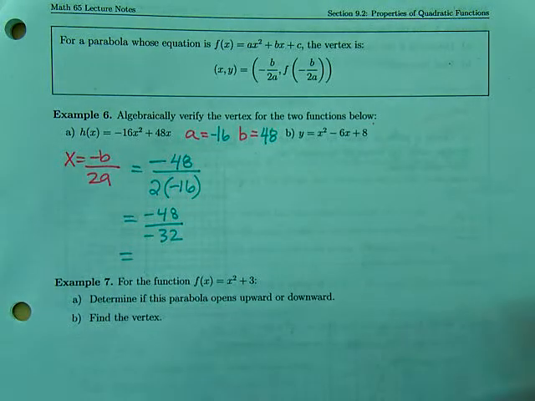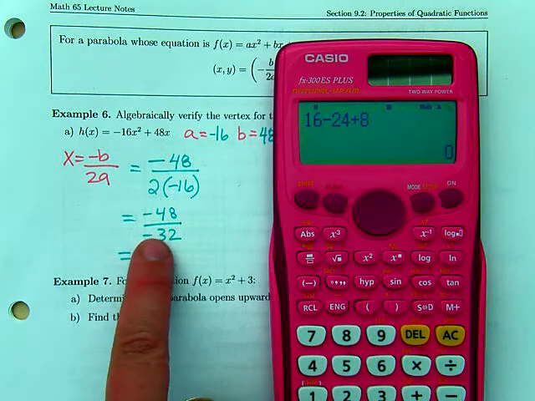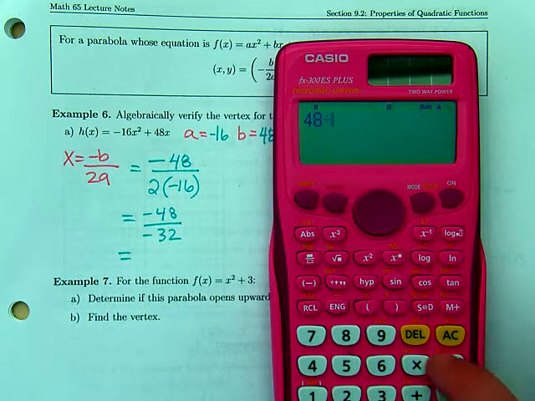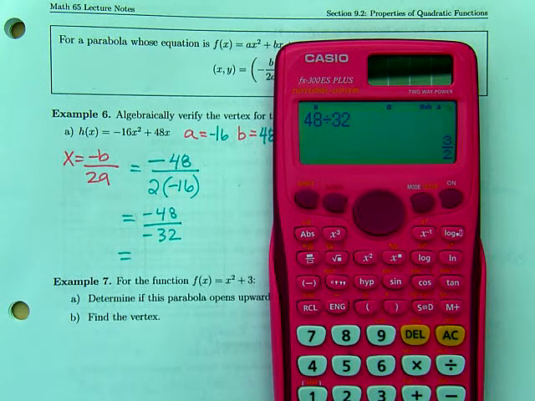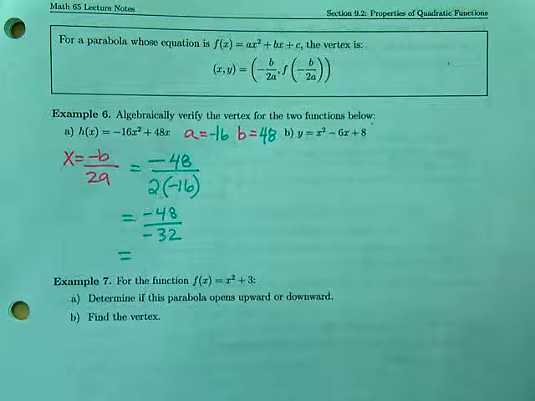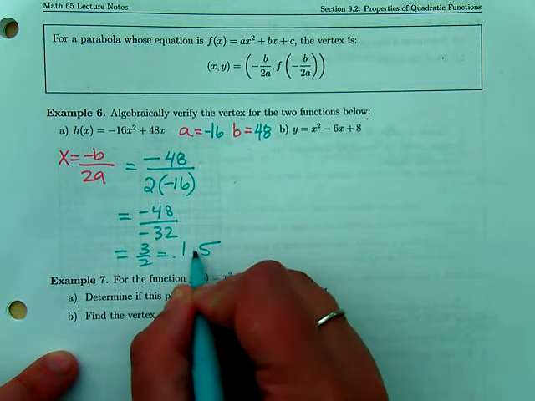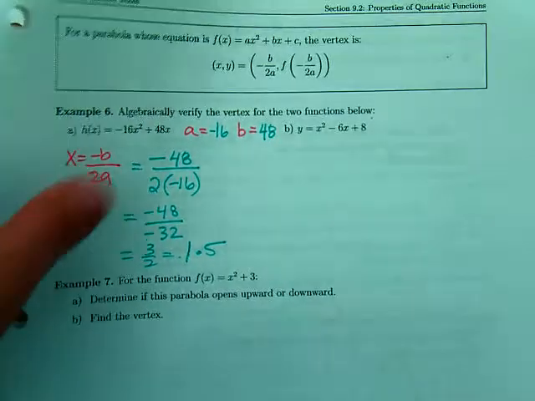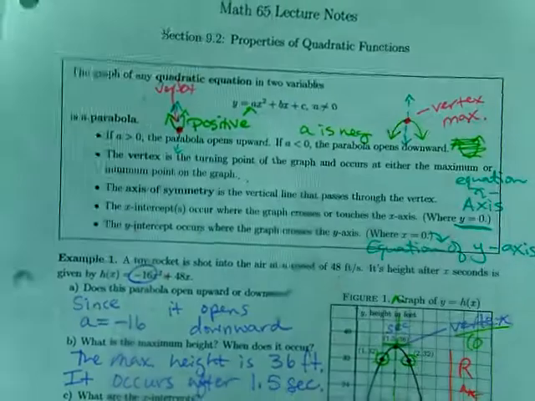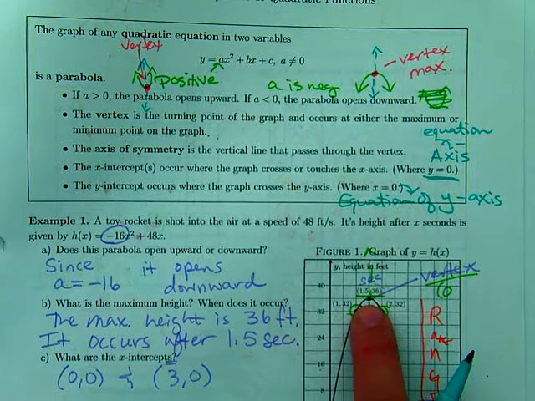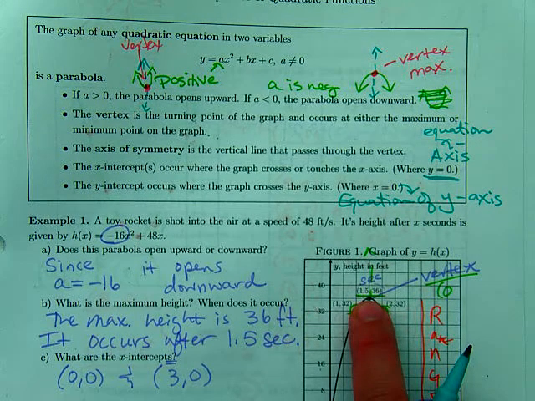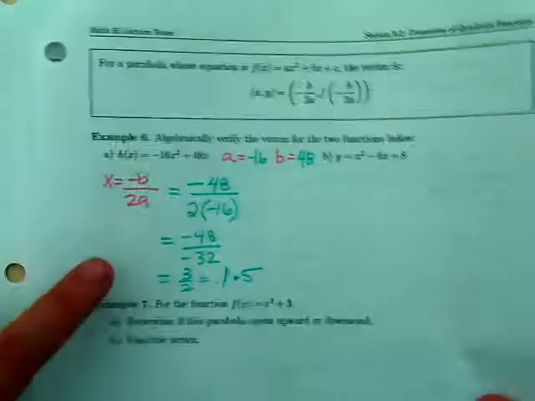And let's just use our calculator for a minute. 48 divided by 32. Well, negative divided by a negative is a positive. 48 divided by 32 is 3 halves or 1.5. Yes, 3 halves, which is equal to 1.5. Now, if we look back at that graph we had, you see the vertex here, the x value is 1.5, not negative. Does everybody see that? That's the same value we got using this formula here.